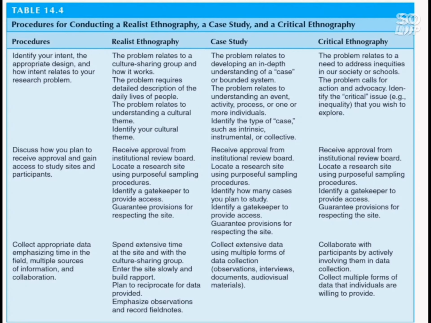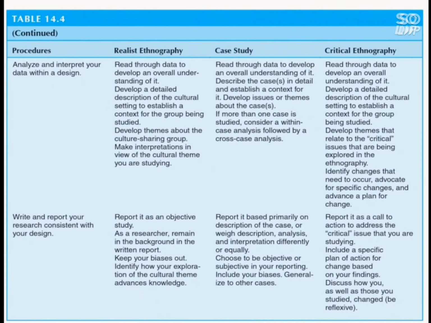The next procedure is to collect appropriate data, emphasizing time in the field, multiple sources of information, and collaboration. The fourth procedure is to analyze and interpret your data within a design. And the last procedure is to write and report your research consistent with your design.